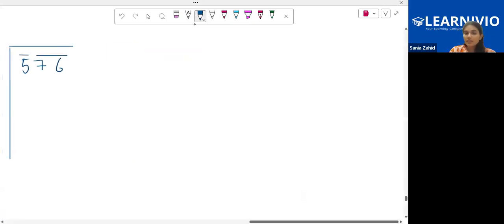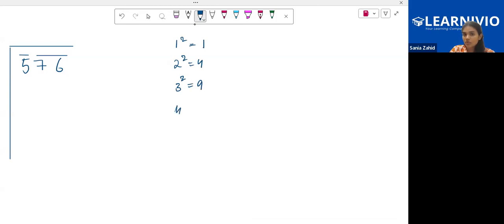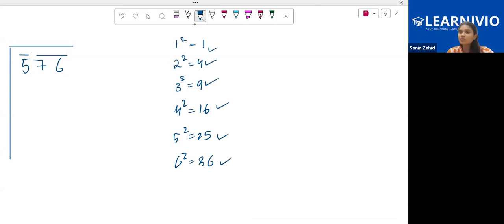Perfect squares are like you have 1 square is 1, 2 square is 4, 3 square is 9, 4 square is 16, 5 square is 25. 5 into 5, 25. 6 into 6, 36. So all of these numbers, 1, 4, 9, 16, 25, 36 is a perfect square. Now you see, between 25 and 36, you have various numbers. You have 26, you have 27, 28, 29, 30, 31, 32. All of these are not perfect squares. Why? Because they're not the square of any number. So that is the meaning of perfect square. Okay?